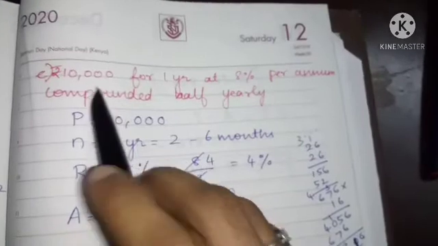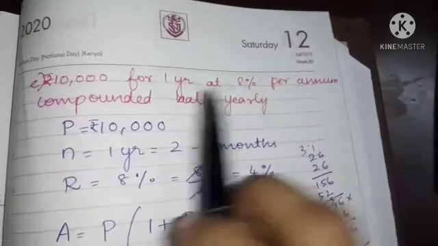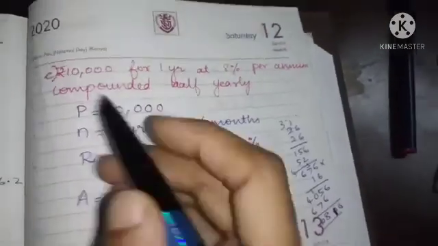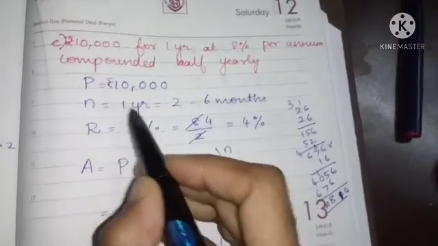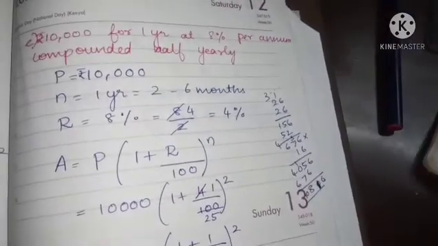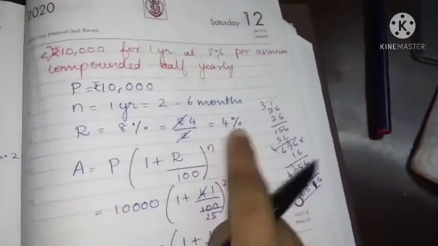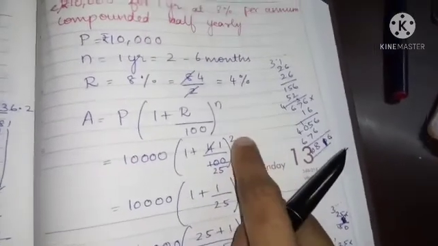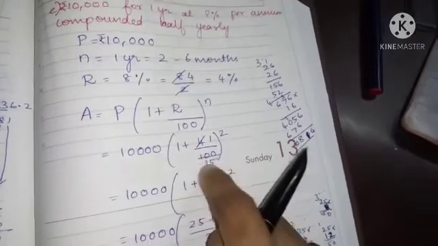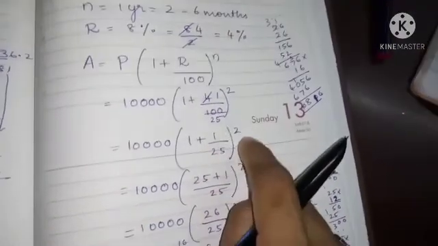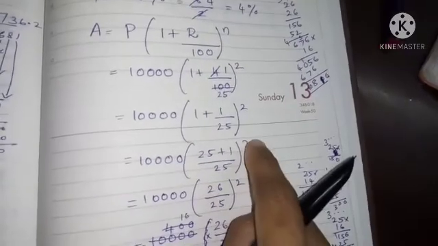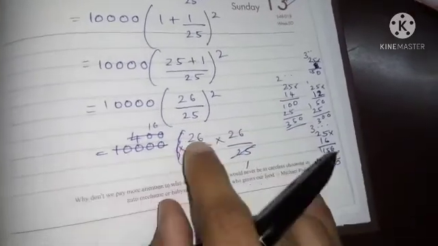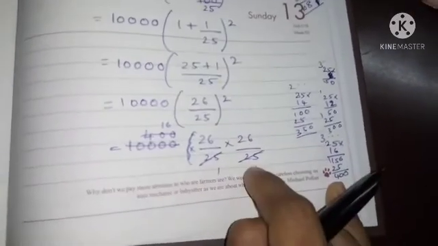This is your E problem. What is the question? 10,000 for 1 year at 8% per annum compounded half yearly. So half yearly, obviously, like the previous problem we have to do it. Principal 10,000. N is 1 year, so it is 2 6 months. So R is 8%, which means 8 by 2 is 4%. So substituting principal 1 plus 4 by 100, the whole square, because it is 2 6 months. 4 1s are 4, 4 25s are 1 by 25, the whole square. Take LCM. 25 plus 1 by 25, the whole square. 25 plus 1 is 26 by 25, the whole square. About 10,000 into 26 by 25 into 26 by 25.